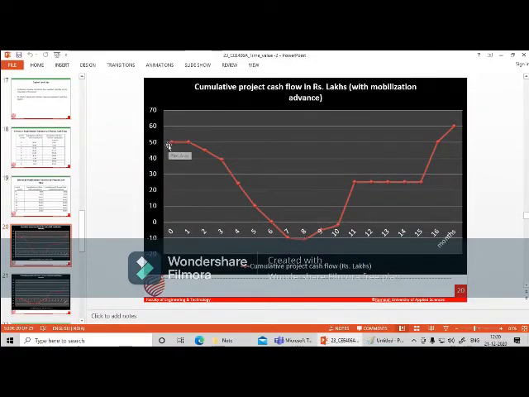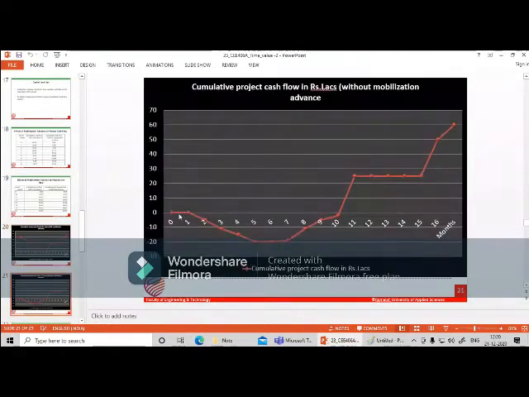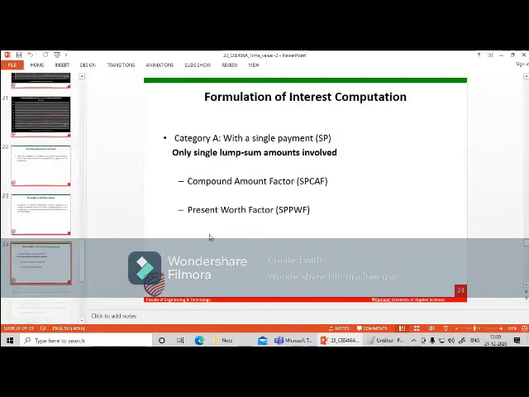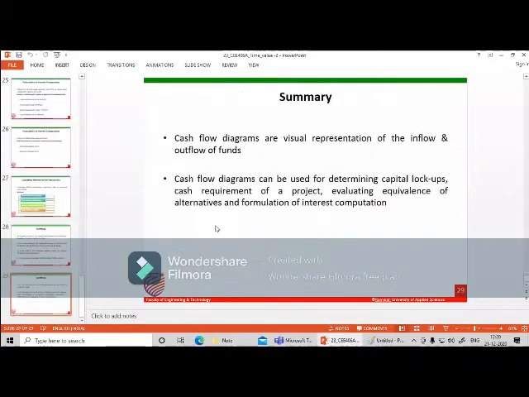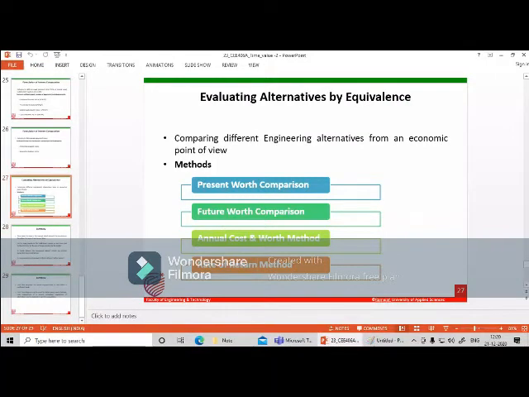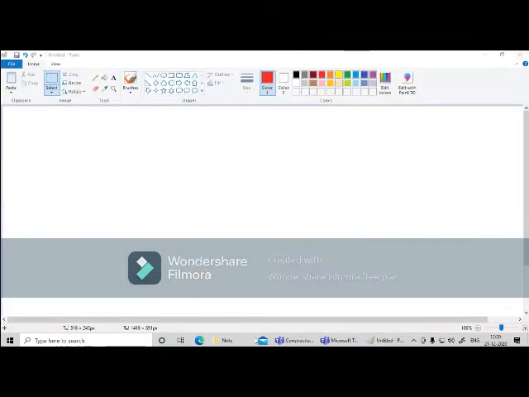If for a particular project some 50 lakhs mobilization advance was given, initially the cash flow was positive. But if there is no advance, there will be a negative cash flow diagram. So it will be difficult for the contractor if there is negative cash flow. That is what we had discussed in our earlier class. These are the four methods: the present worth method, future worth method, annual worth method, and rate of return method. We will be discussing them in our next class.